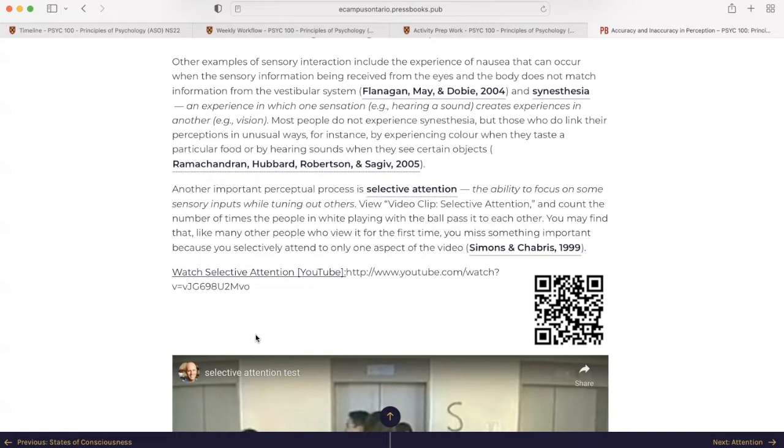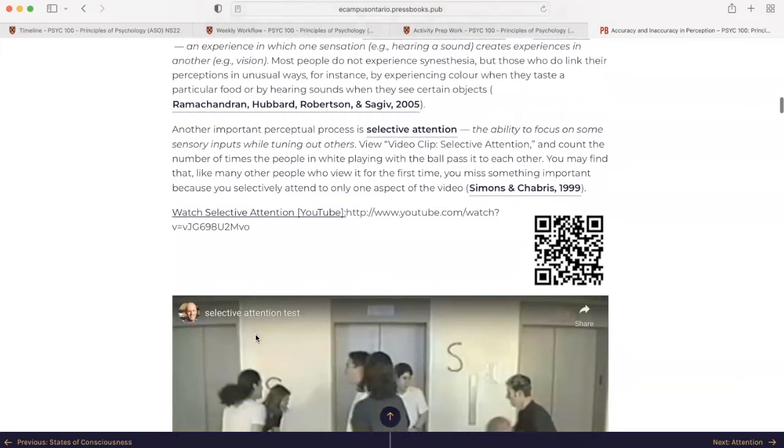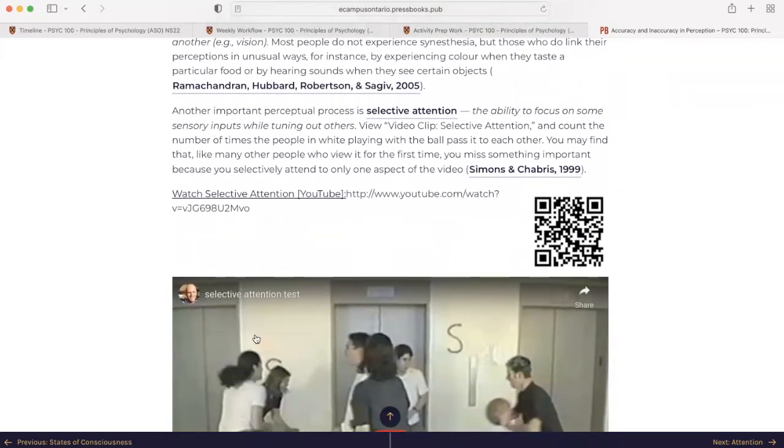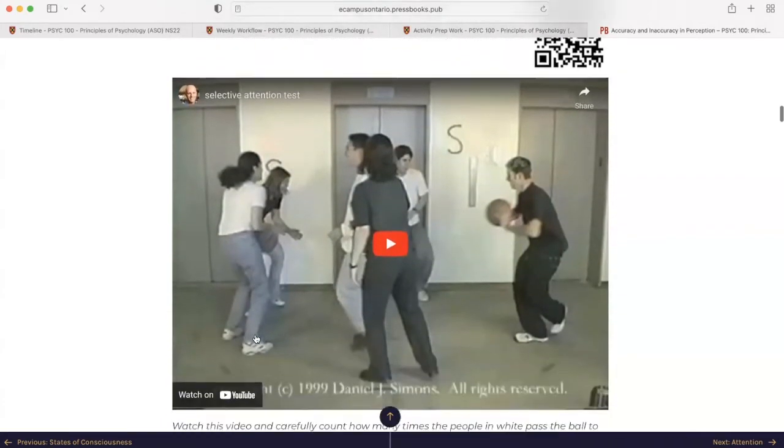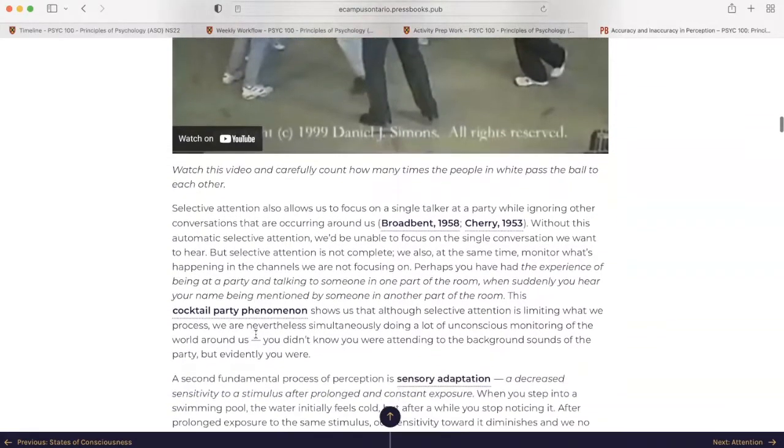Another important perceptual process is selective attention, the ability to focus on some sensory inputs while tuning out others. We're going to also add a link to view the video clip Selective Attention in the show notes. You can count how many times the people in white playing with the ball pass it to each other. You may find that, like many other people who view it for the first time, you miss something important because you selectively attend to only one aspect of the video. So that's another video I'm going to include.